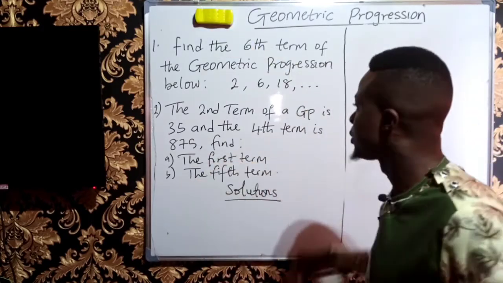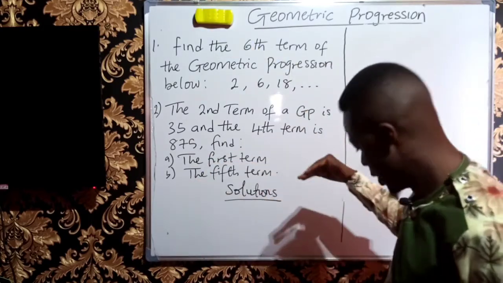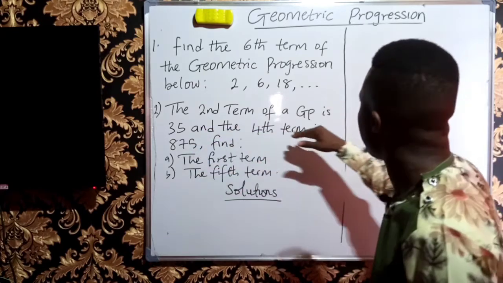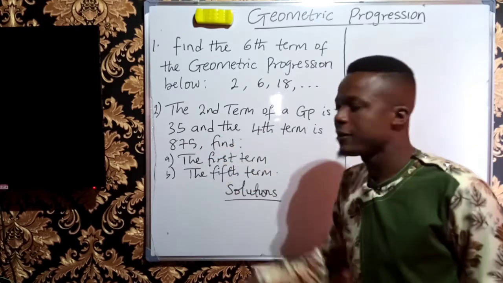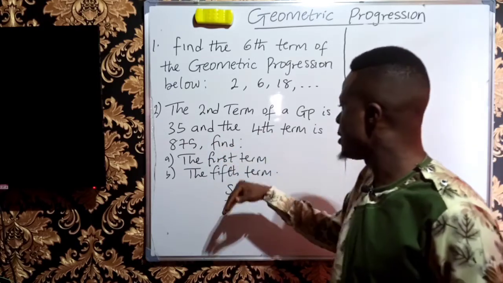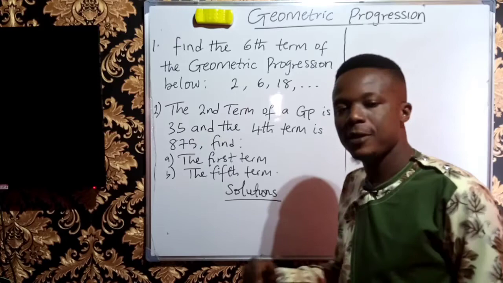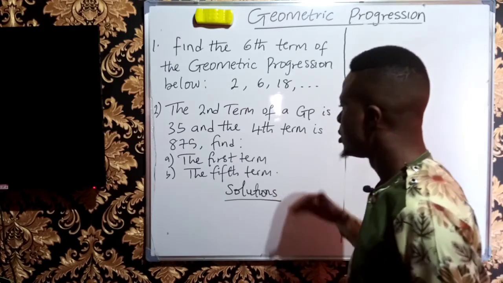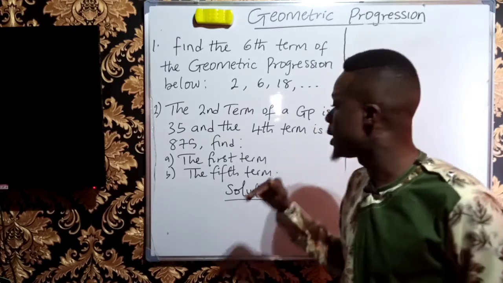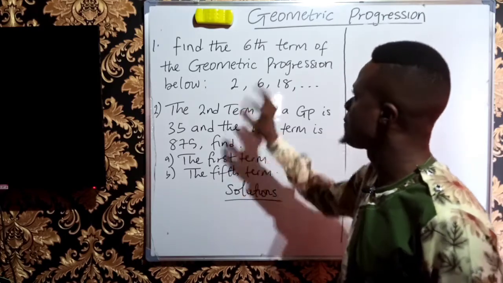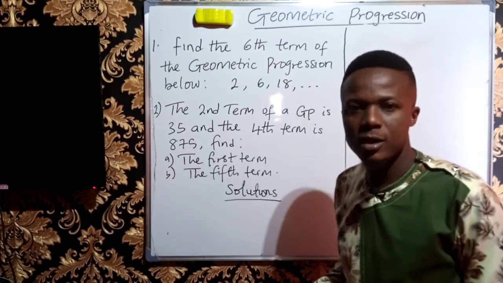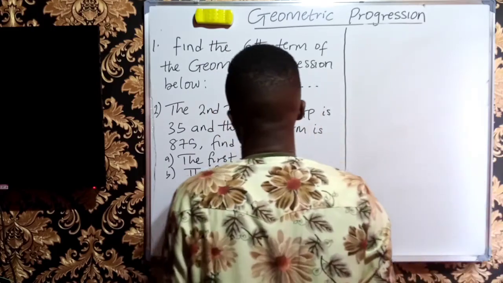All right, for the second question, we are told that the second term of a GP is 35 and the fourth term is 875. We should find the first term and the fifth term of this geometric progression. Of course, we cannot get the fifth term without getting the first term. Now, this one is more advanced than the first question we've dealt with. So let us analyze this and get the solution.